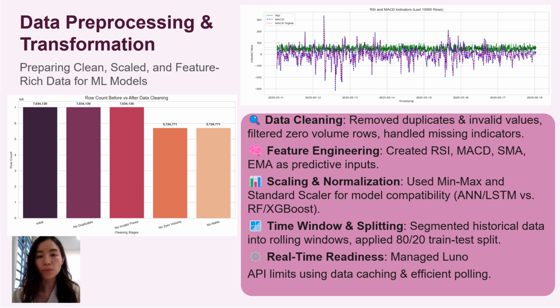Lastly, to support our real-time usage, we optimized Luno API calls using caching and delay intervals. These pre-processing efforts ensure our dataset was clean, scaled, and full of predictive signals.